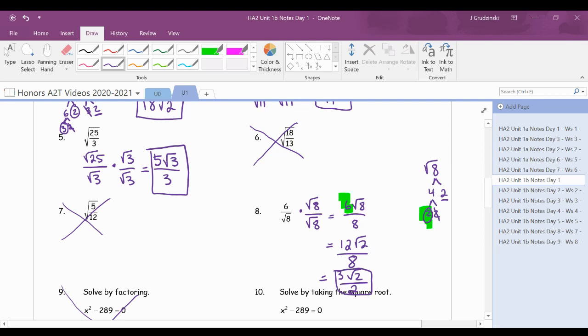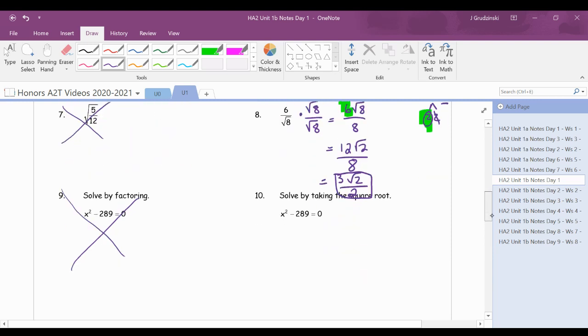All right, so that was just a quick refresh on how to simplify radicals. Again, that's something that you should have previously learned. So I went through it a little fast. If you need some help, just make sure you let me know.